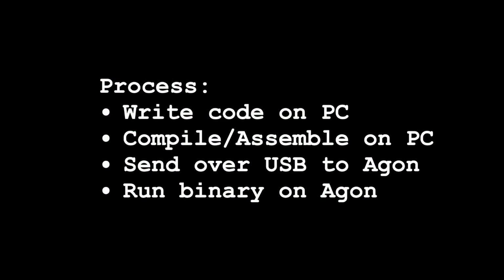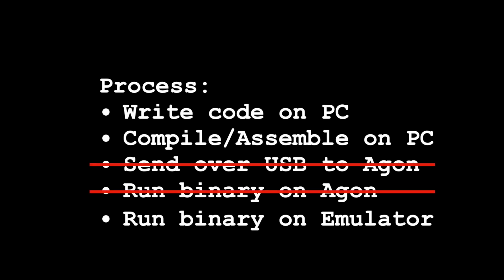Now, although we've written our code, compiled it and sent it over to our Agon, an alternative is that we could copy the binary onto the emulator and run it there instead. This is useful if it's a particularly big file we've created.